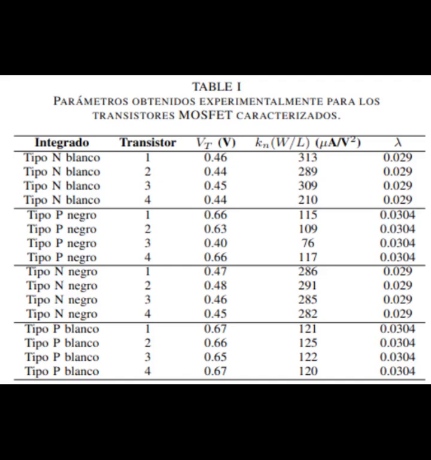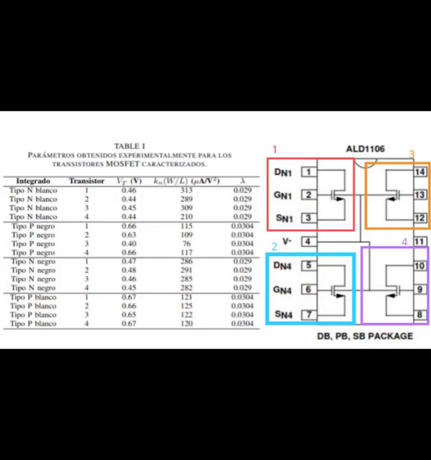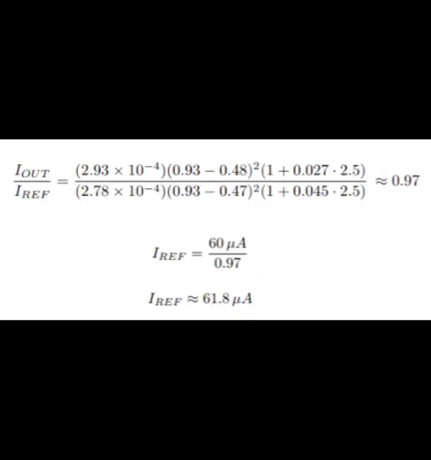Since each integrated circuit contains 4 matched MOSFETs, each transistor was individually identified as shown in the picture, like ALD N negro 1, N negro 2, N negro 3, and N negro 4. Using the measured parameters, the current mirror was designed. The calculated current gain was approximately 0.97, which required a reference current of about 61.8 microamperes to obtain an output current close to 16 microamperes, with a 2.5 volts power supply.